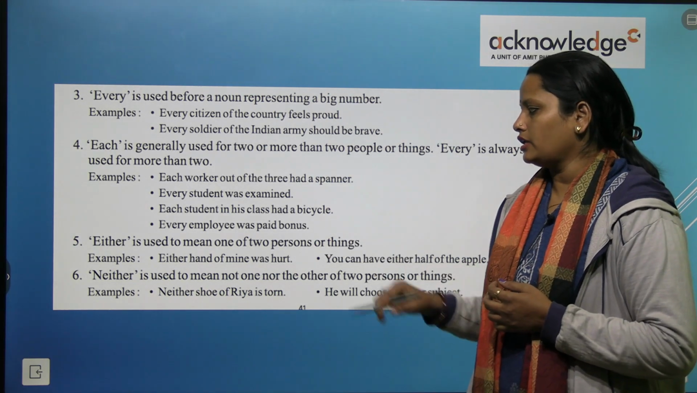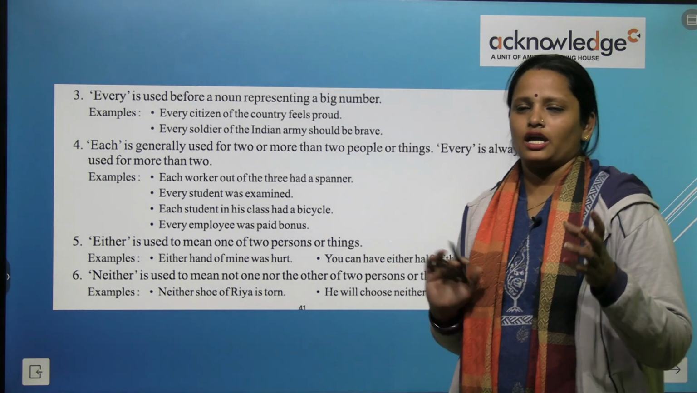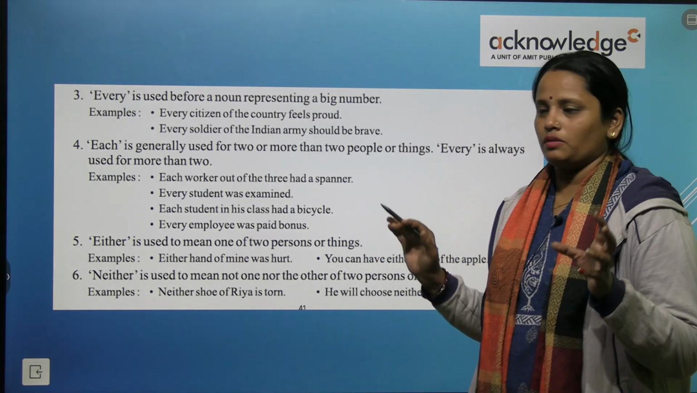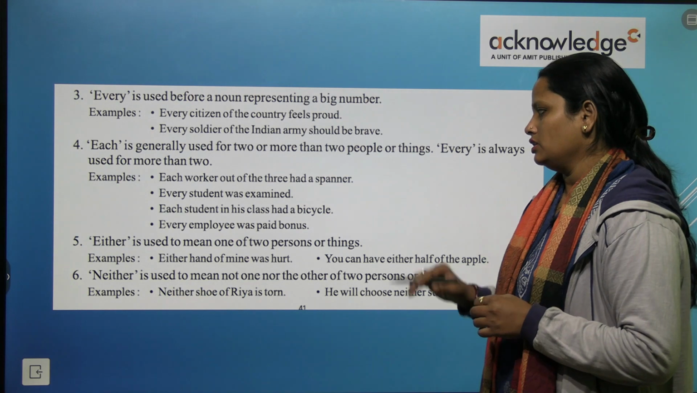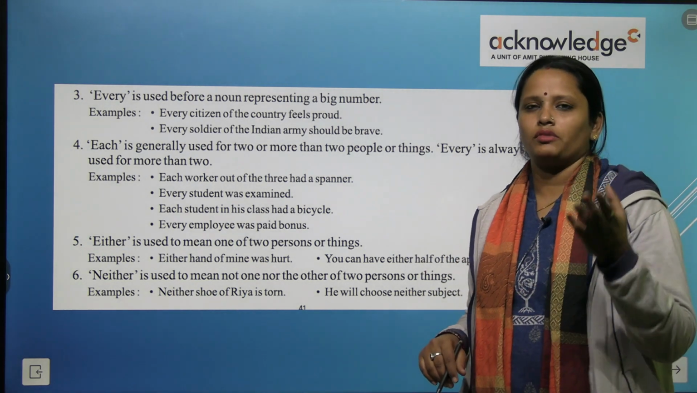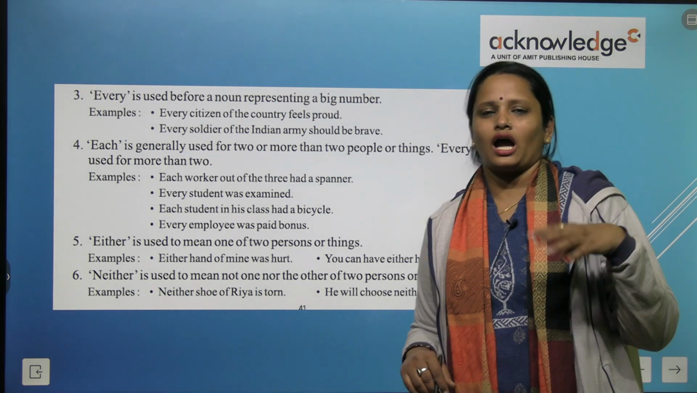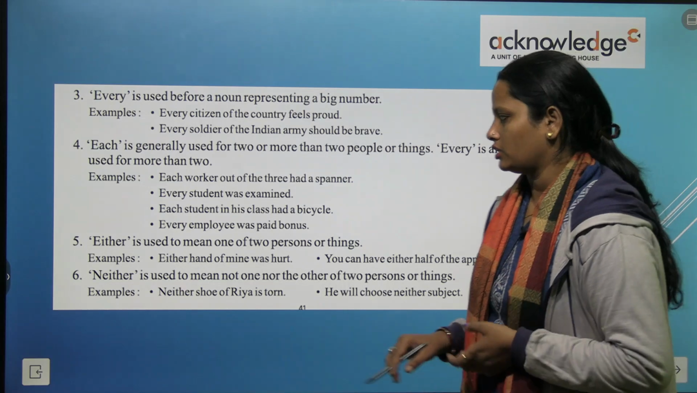For example, either hand of mine was, मेरा जो एक हैंड था, either means एक हैंड जो है hurt, means दो की बात है, then we are using here either. You can have either half of the apple. So एप्पल को हमने हाफ पार्ट में कन्वर्ट कर दिया है, उसके जो दो पार्ट्स हैं तो उन दो पार्ट्स की बात है कि either एक पार्ट को आप ले सकते हैं.